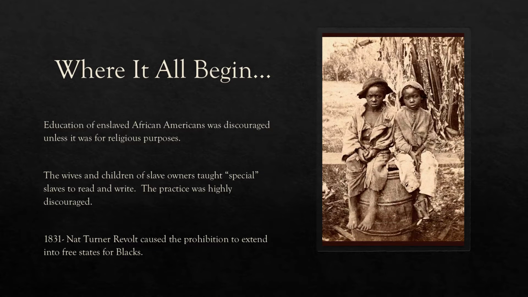The wives and children of slave owners usually taught the mulatto or house slaves how to read and write as a form of charity. This practice was highly discouraged. In 1831, due to the Nat Turner Revolt, the prohibition was extended into free states for Blacks. This was another way to keep them from learning. This was the time and era of the anti-literacy laws.